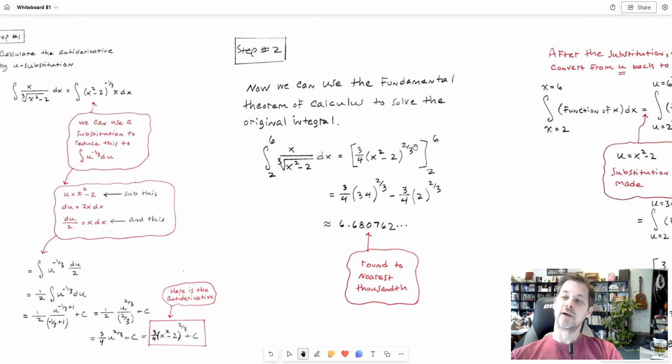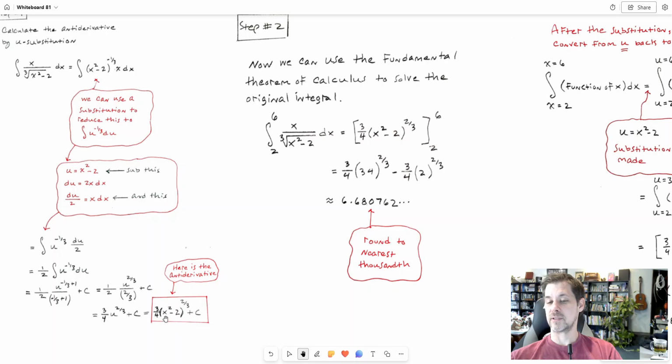Why don't I incorporate that into this definite integral by the fundamental theorem of calculus? Why didn't I put 3/4 x squared minus 2 to the 2/3 power plus c? Well, I could have, and what would happen is the c would cancel out every single time. So we just can leave it out. And the fundamental theorem of calculus says you can use any antiderivative, all right? And if I leave the c off, that's one of them.